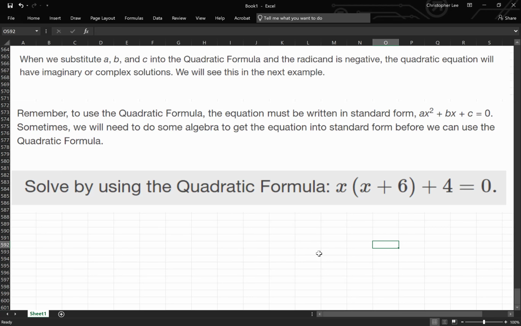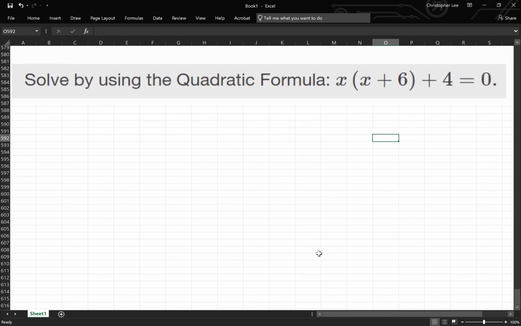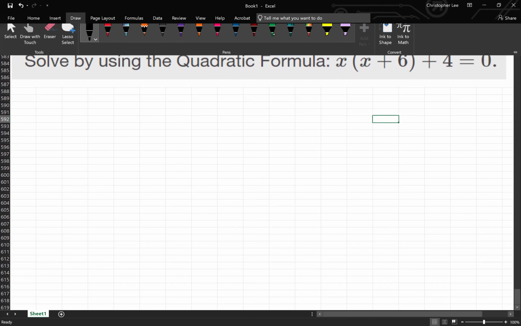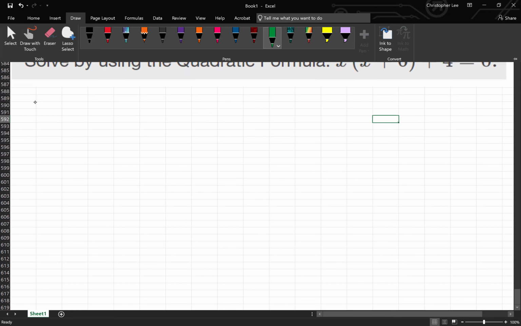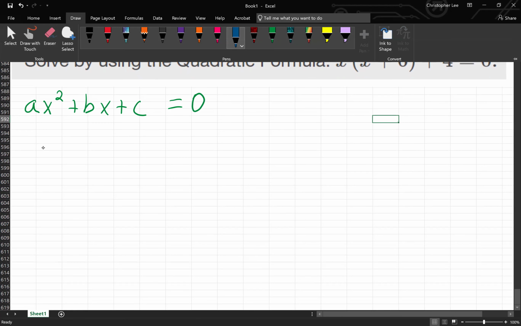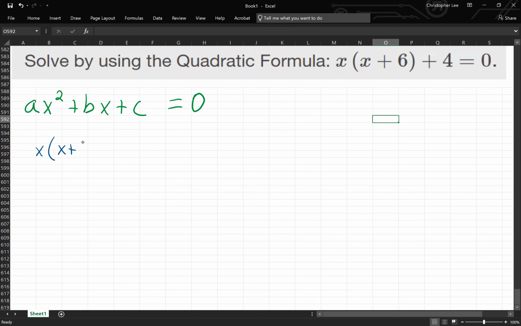So everybody got the answer? No? All right, let's try it out. So first thing I want to do is get this in standard form. Just to recap, standard form is AX squared plus BX plus C equals 0, right? I have X times X plus 6 plus 4 equals 0. Distribute that X onto every single term.